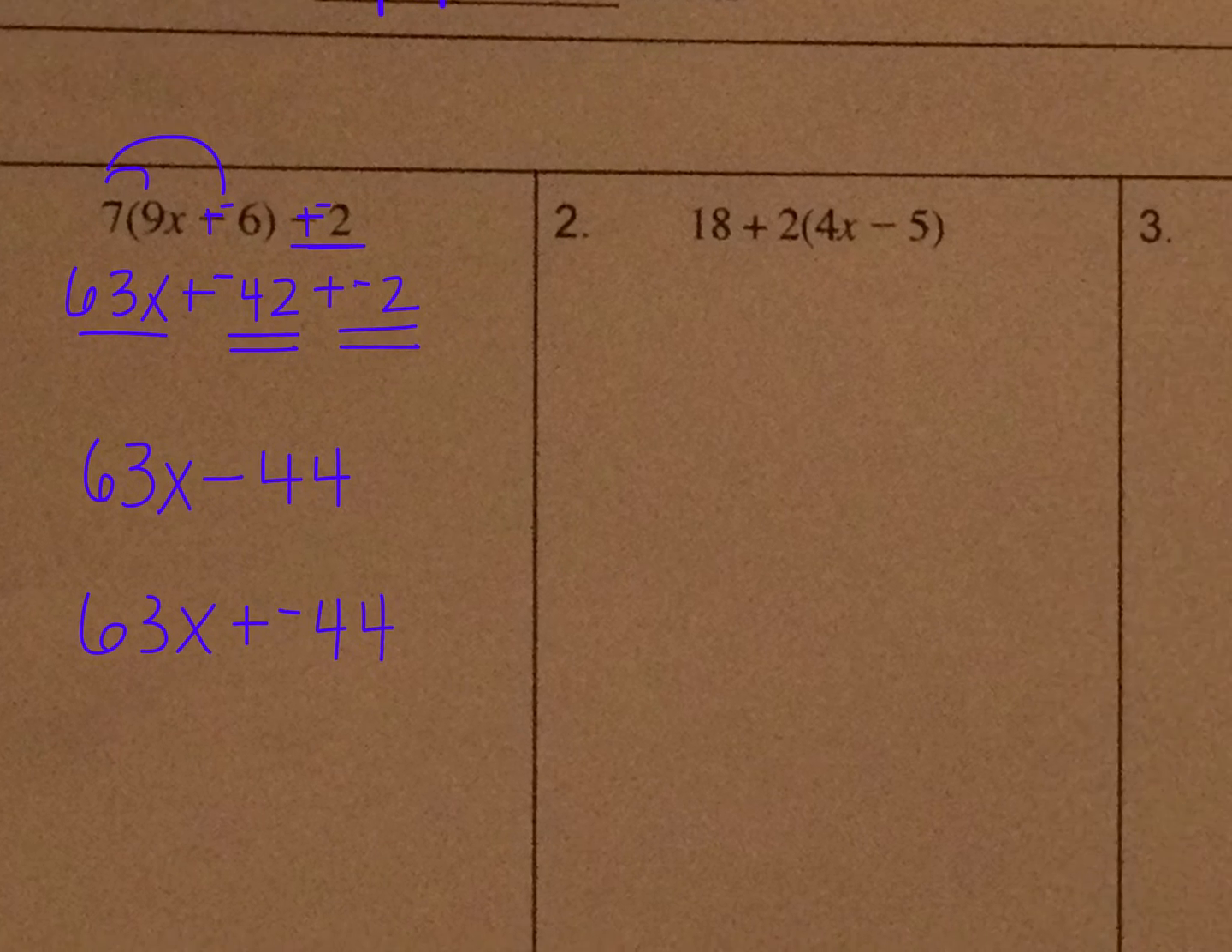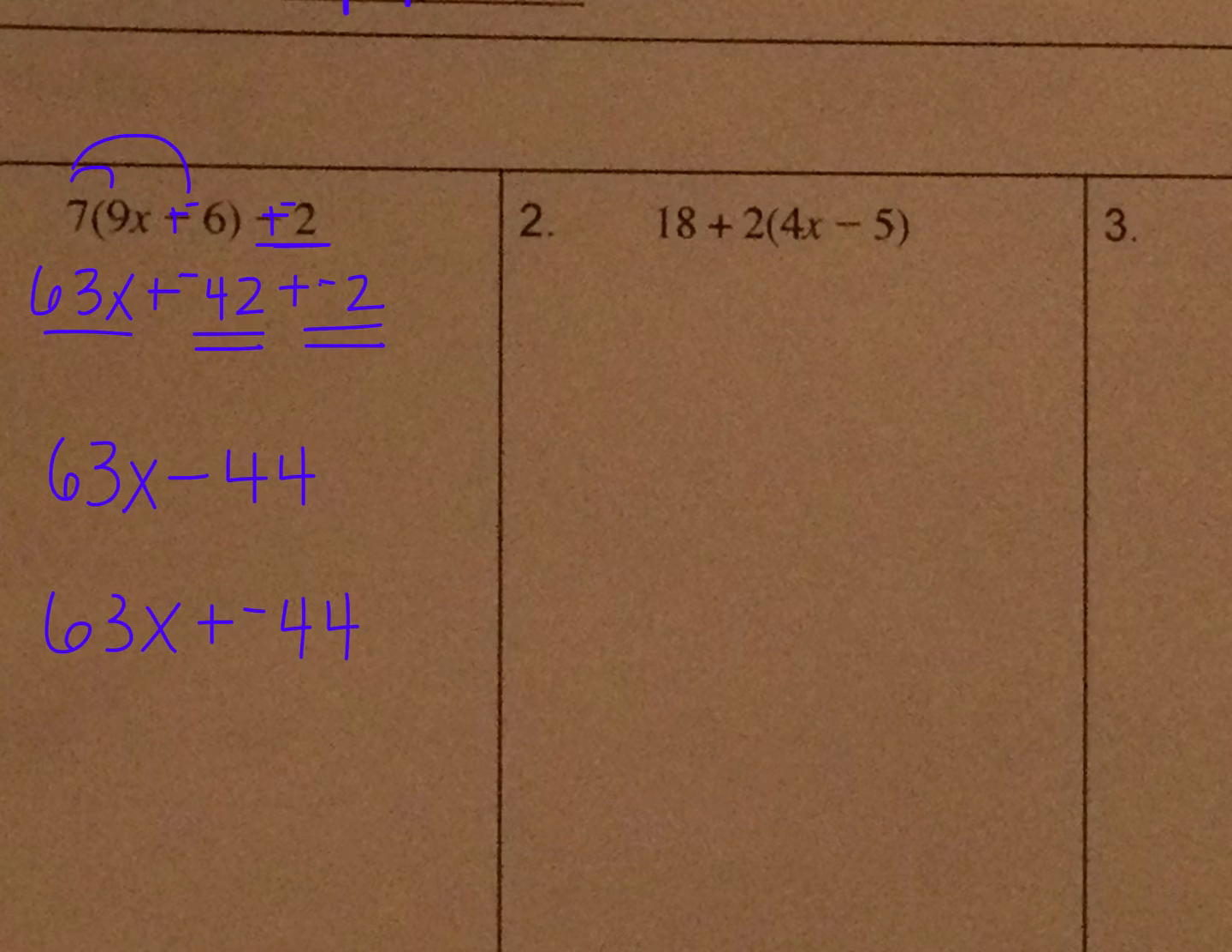Let's do number 2. Well, the first thing I see is an 18, but he is not in parentheses, so I'm just going to bring that 18 down. Now I got to do some parenthesis action. 2 times 4x is 8x. 2 times negative 5 is negative 10. Now I'm going to put those guys together. Bring down the 8x. 18 plus negative 10 is 8.